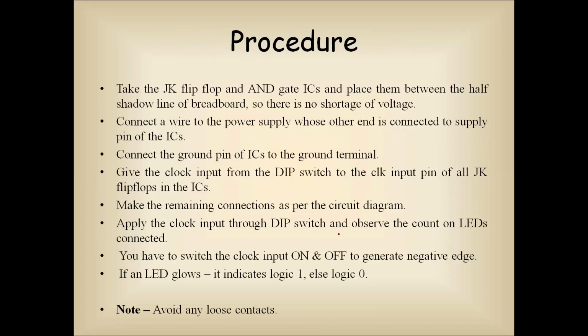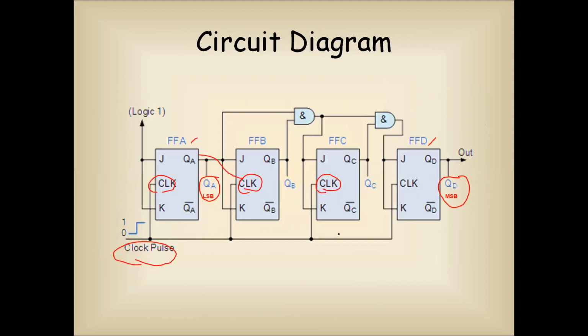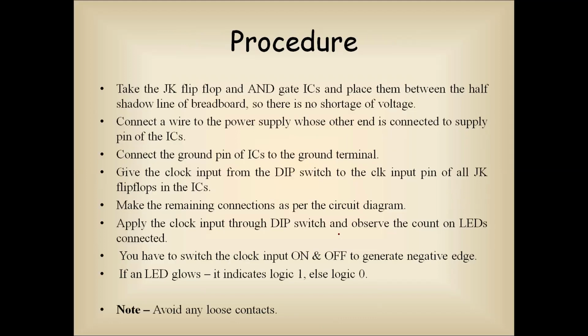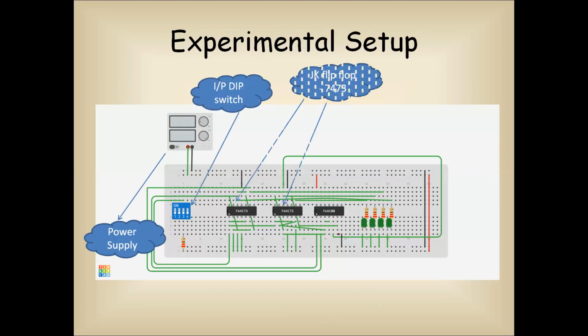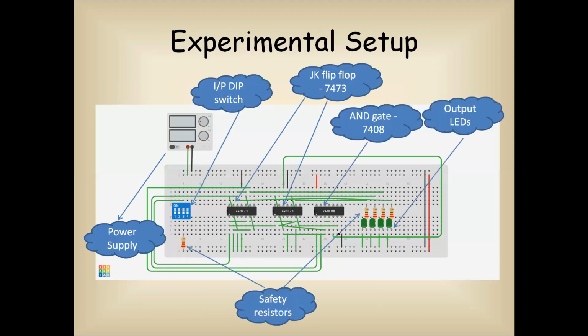So please follow the procedure which is given here. Place the required ICs, make the power supply and ground connections and all the connections according to the circuit diagram shown here. Once you do that without any loose contacts, when you apply the clock signal, you should be able to see an increment in the count on the LEDs in your circuit. This is the experimental setup, and I have highlighted all the equipment which we are using, for your reference: the safety resistors, the input dip switch to apply the clock signal, and all such things.